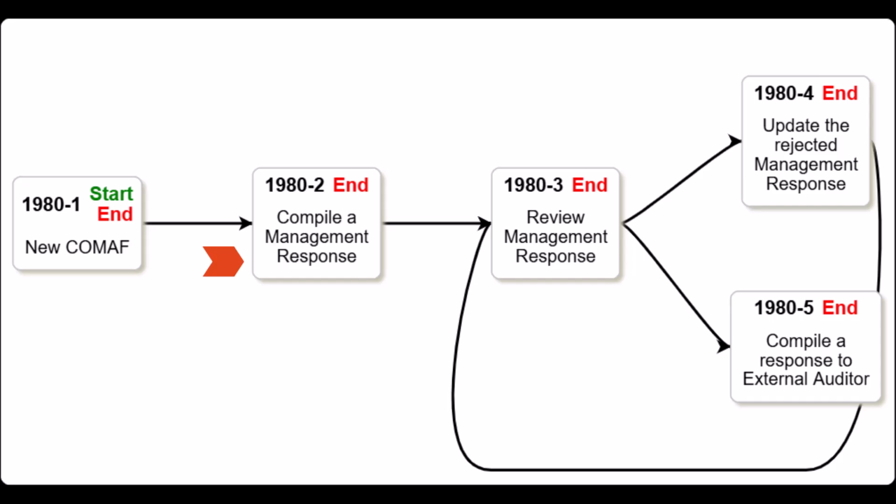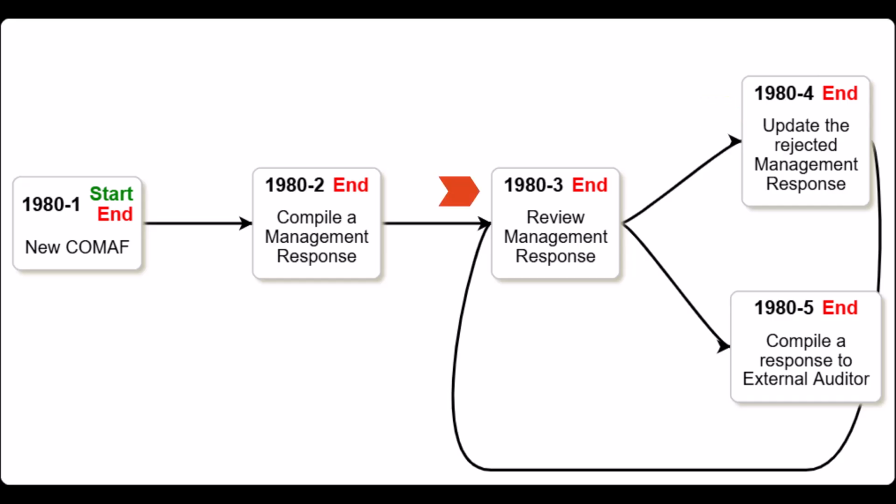They can then complete the response, and when submitted, it goes back to the audit manager in the reviewing step, step number 3, review management response. In this demonstration, we'll have the audit manager reject the response from the line manager, and it will go to step number 4, update the rejected management response.